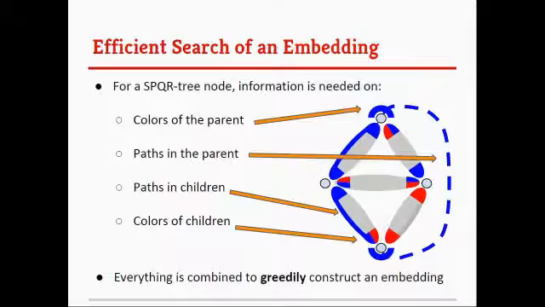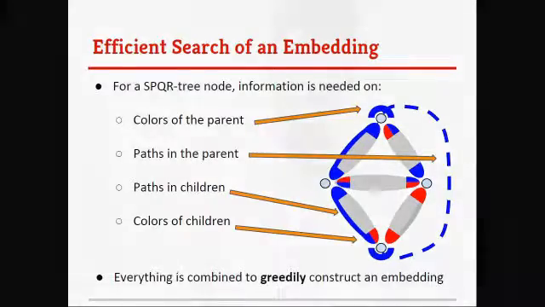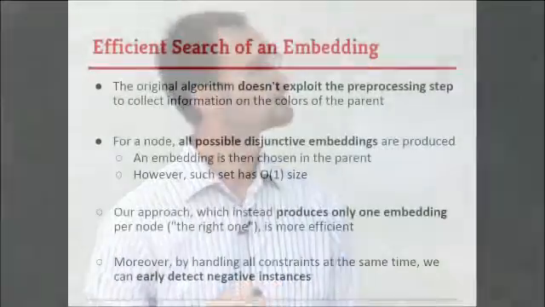Broadly speaking, we need some information for both the parent and the children. We need to know about the presence of colored paths and the colors of the edges incident to the poles, that are color patterns for the children. Everything is combined and used at the same time in order to greedily construct an embedding for an SPQR3 node.